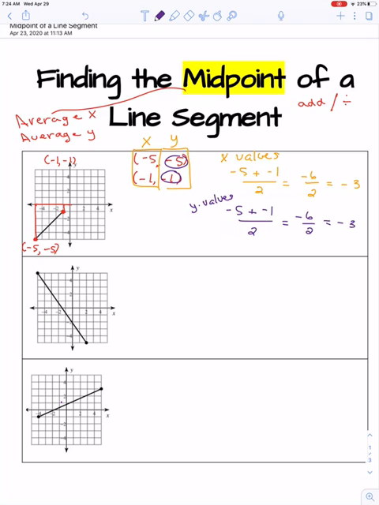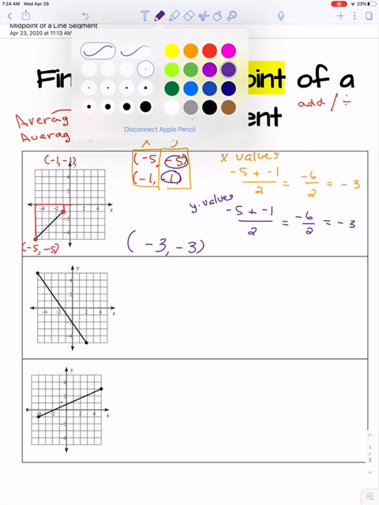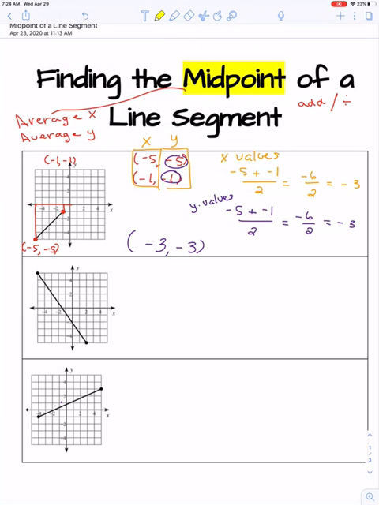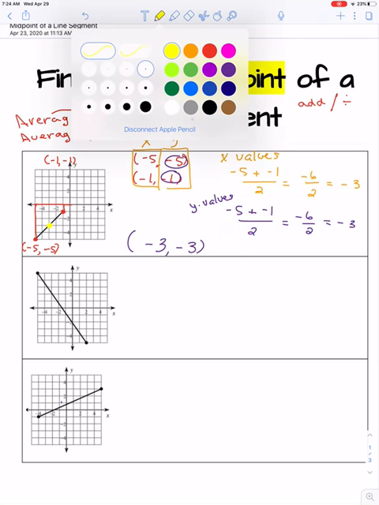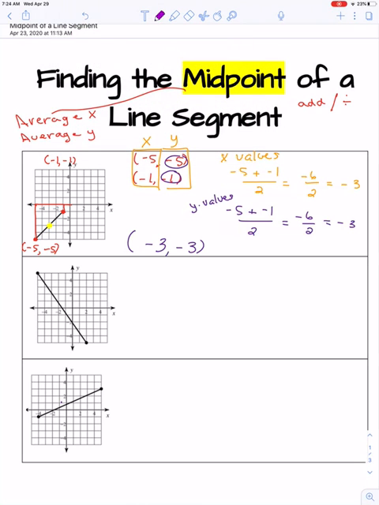So you write your final answer as an ordered pair because it has to be a point on that graph. I would always recommend going back to your graph and making sure this point is on your graph. So if I go over -3, down -3, there's my midpoint of my graph. That's just a quick check to make sure you didn't make any simple mathematical mistakes during your work.